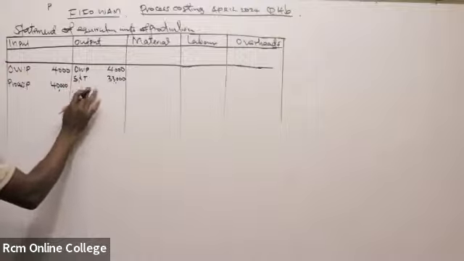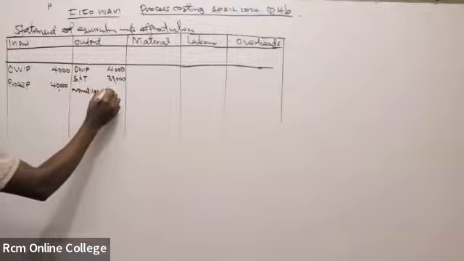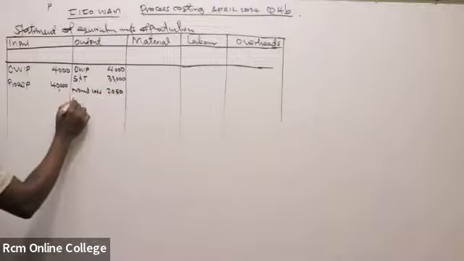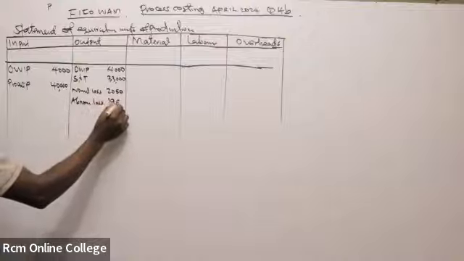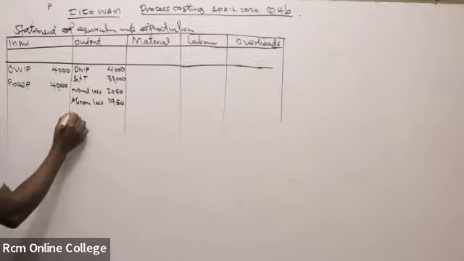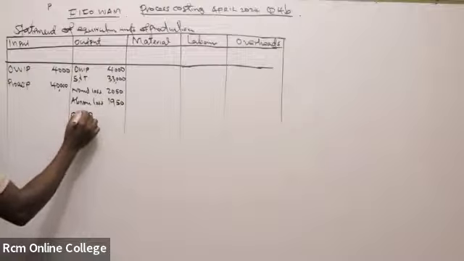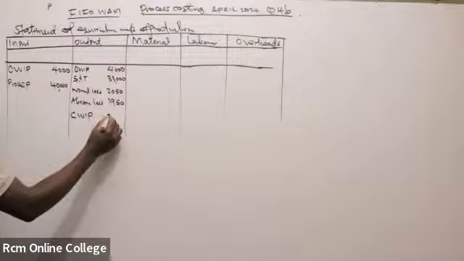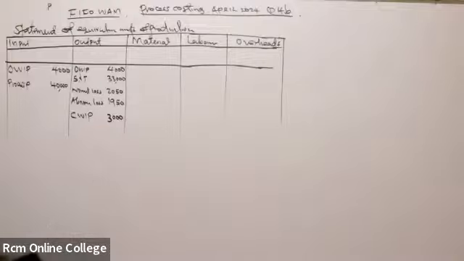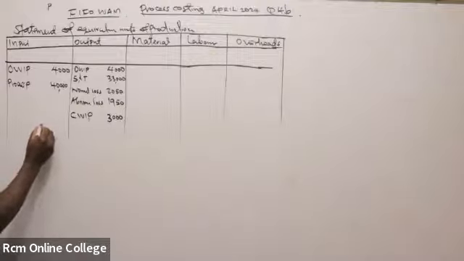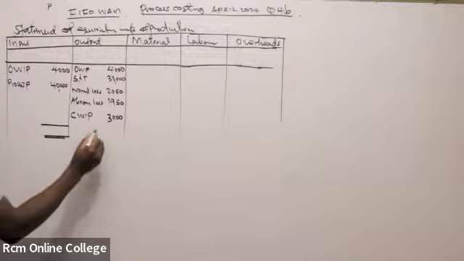Let me bring the normal loss first. Normal loss of 2,050. Abnormal loss of 1,950. Then of course we have closing work in progress of, was it 3,000? Confirm to me whether this was 3,000. Yes. So this is what you're supposed to do. The account has to balance.